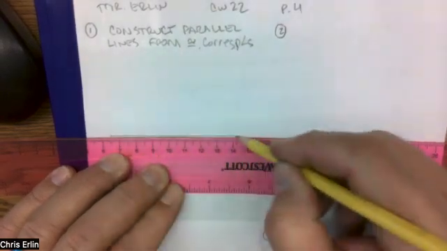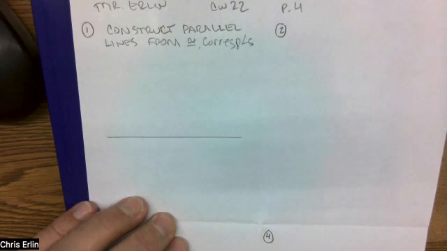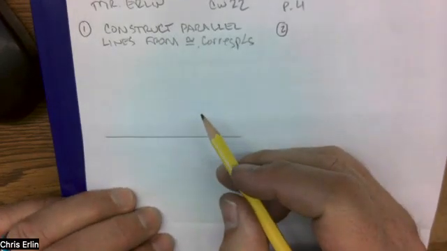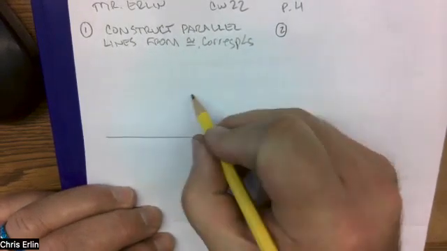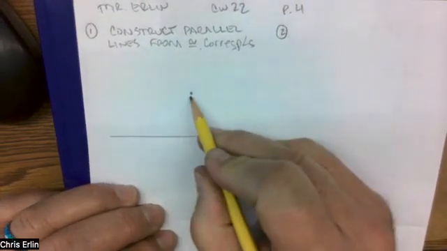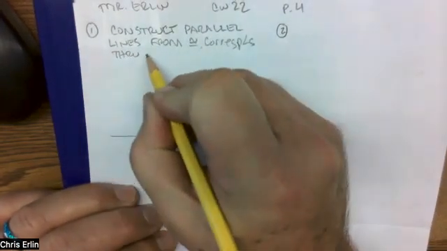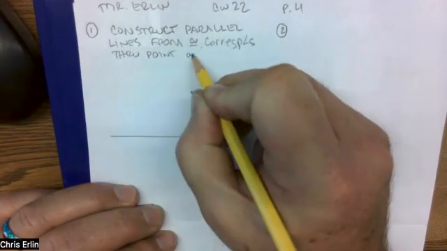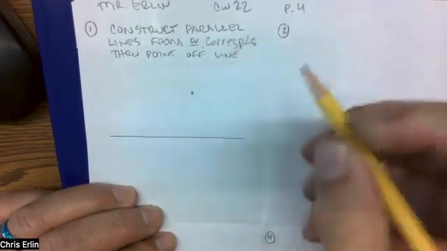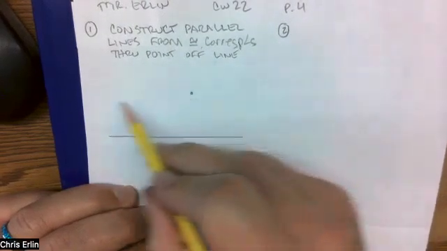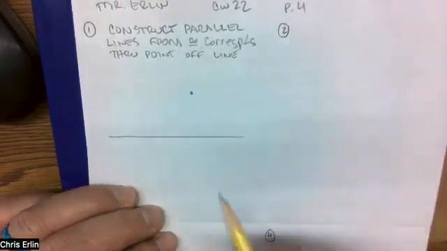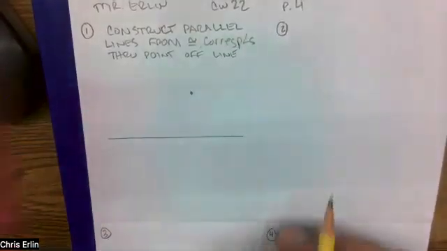Start by giving yourself a line segment. I'm going to add one little detail to this. I want to force you to make that the parallel line through a point off the line. In other words, it has to go through this point. But the process remains the same.